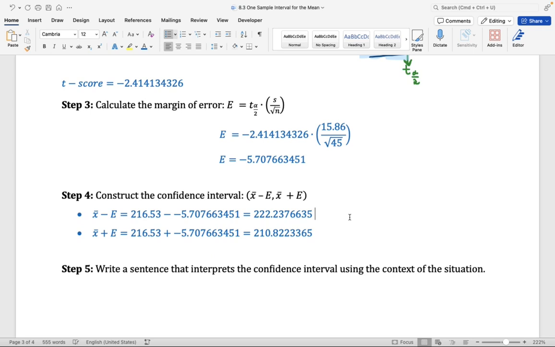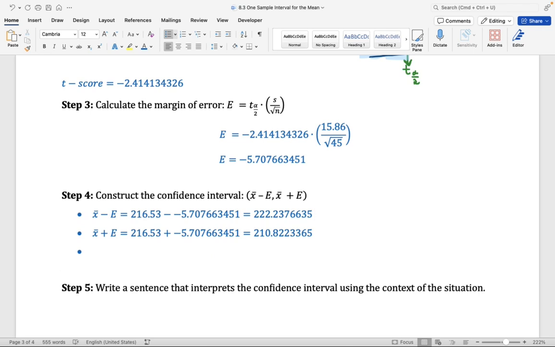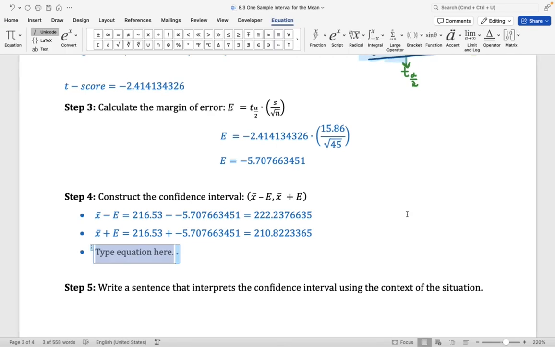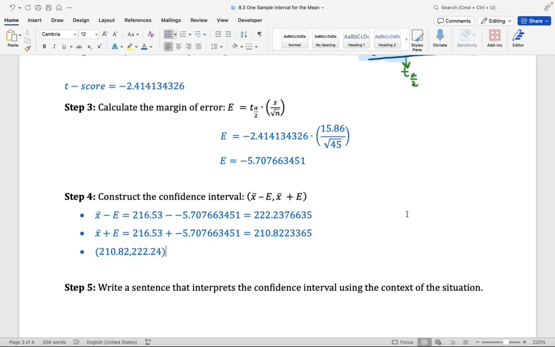What are you getting? Here are the values that you should be getting when you enter this on a calculator. And here, we're not being asked how to round, so we're just going to be rounding to 2 decimal places. When you write the confidence interval, you're always going to want to enter the lowest value first. So in this case, the lowest value is 210.82. Again, I'm rounding to 2 decimal places. And then you enter the largest value out of the 2. In this case, it is 222.24. And here you have it. This is your confidence interval.